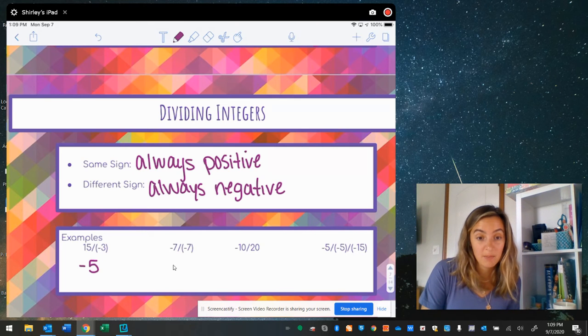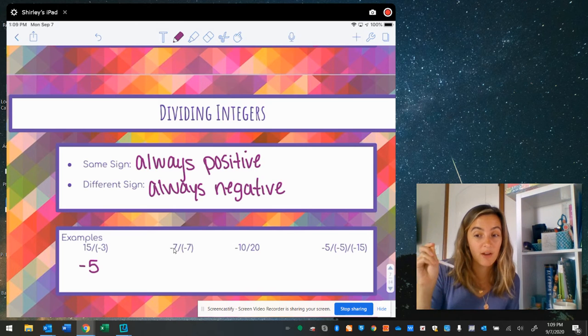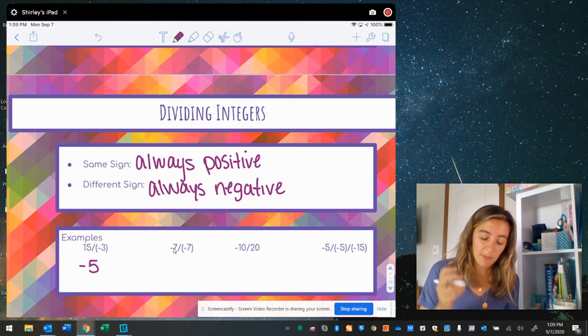If my signs are the same, my answer is going to be positive. So I'm only ever thinking about those signs in the very beginning. And then when I go to actually do the math work, I'm just doing regular multiplication and division in my head. 7 divided by 7, 1.